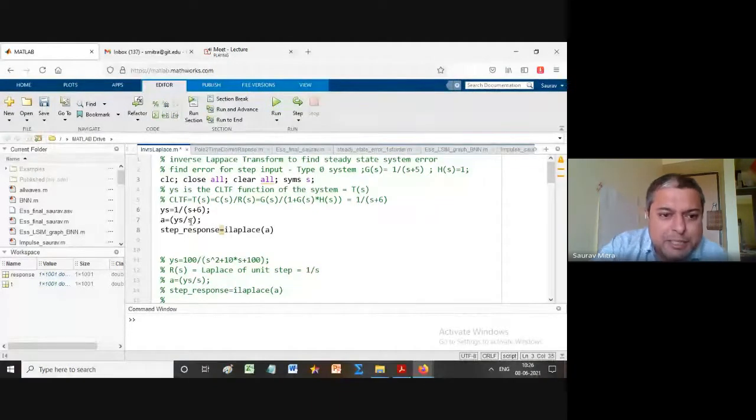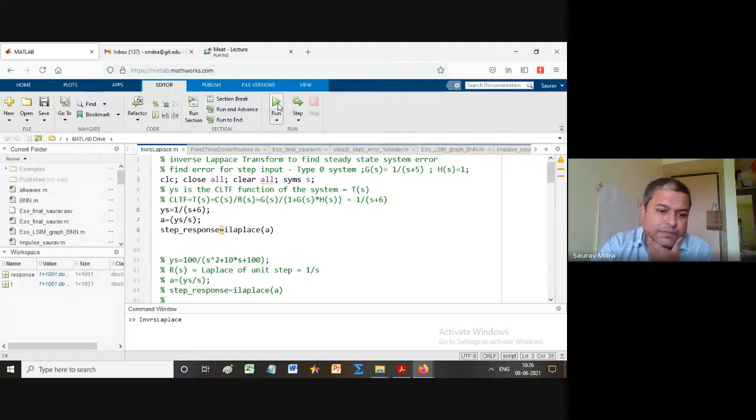YS by S is nothing but the step response, because YS is this. So this is CS by RS. CS by RS is equal to YS. Now CS is equal to RS into whatever this 1 by S plus 6. That means whatever CLTF you get, if you divide by S and find the inverse Laplace, then you are actually getting the step response. So this is actually your CT, step response CT. That means you are getting the output equation.